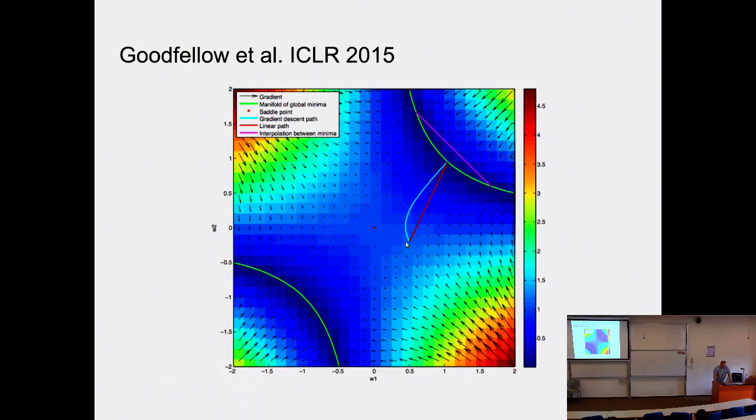And if you start somewhere like this, gradient descent would take you in this direction. And if you actually were able to go straight to the closest minima, you would go in this direction. Okay? So any questions about these pictures? I highly recommend this Goodfellow 2015 article if you want to get some intuition as to what's happening in your optimization space.